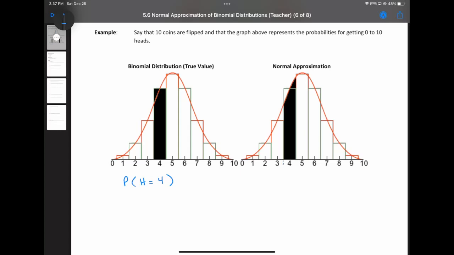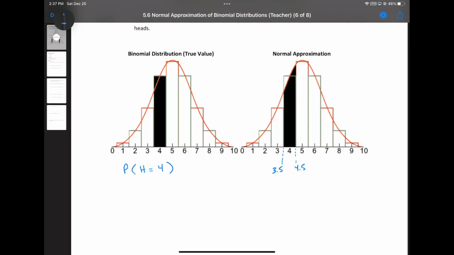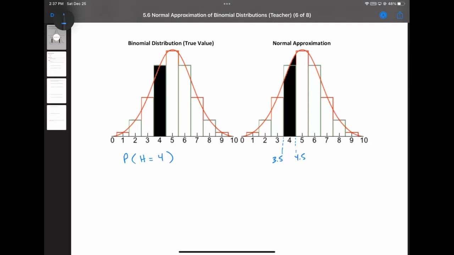Then what we really want to do is look at the probability that we get between 3.5 and 4.5 heads. And the reason we're doing that is because that represents the 2 sides of the bar for 4 heads. So basically we're just saying, let's go half below and half above, and anything between those numbers is going to round to 4, and that's going to give us the approximation. So for binomial, we have to use probability heads equals 4. For the normal distribution, we're going to do the probability that heads is between 3.5 and 4.5.